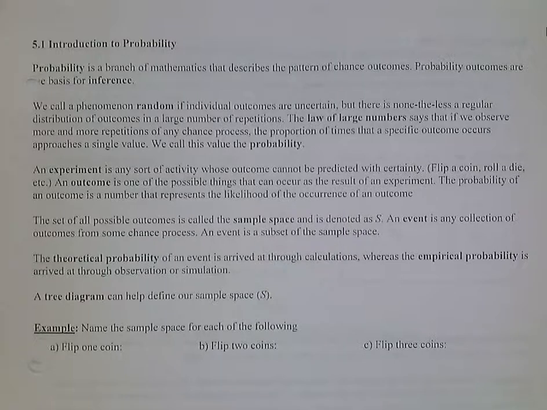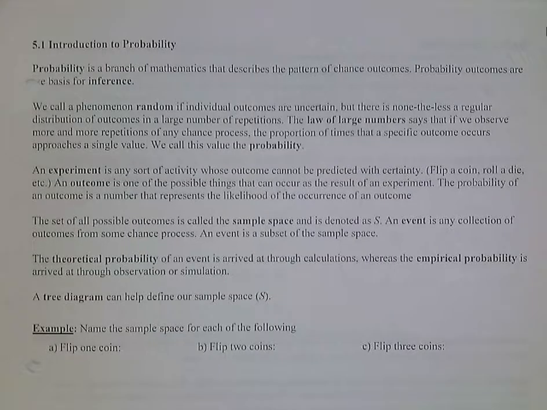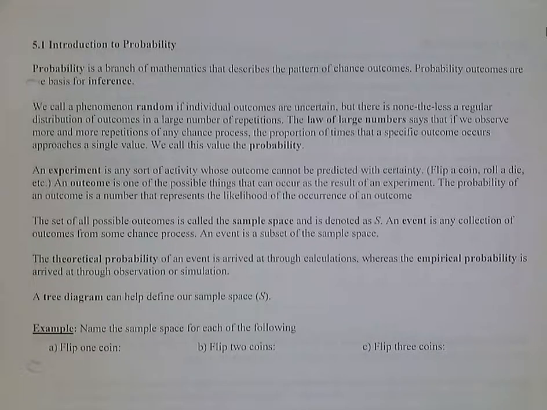So we say that the set of all possible outcomes, the sample space, is denoted using a capital S. So everything that could possibly happen in an experiment, we call S, all of the possible outcomes. An event is any collection of those outcomes for some chance process. That means that an event is a subset, a smaller set of our sample space, all of the possible outcomes.